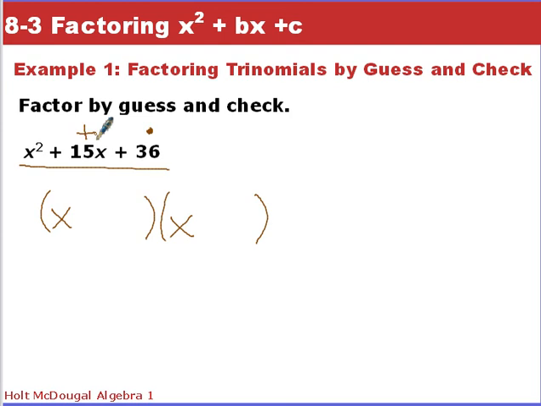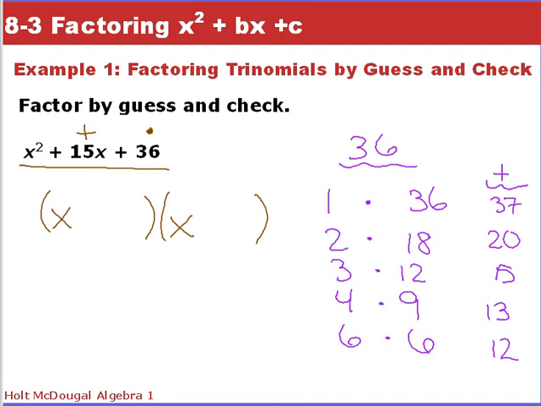So let's look at the possible factors we have for 36. We can go 1 and 36. We can do 2 and 18. So continuing on with the factors, these are all factors that multiply to give us 36. Now we need to look for our middle term. These two factors have to sum to be 15.